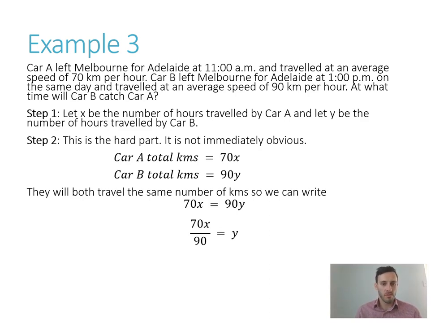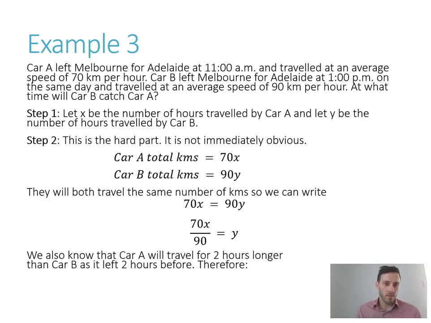Now you also might be able to tell from the information provided that car A is going to travel for 2 hours longer than car B, because by the time they meet, it left 2 hours earlier. So we can write another equation. X take y equals 2, which means the hours that car A travelled, take the hours car B travelled, is going to equal 2. And we know that because car A is going to travel for 2 hours longer.